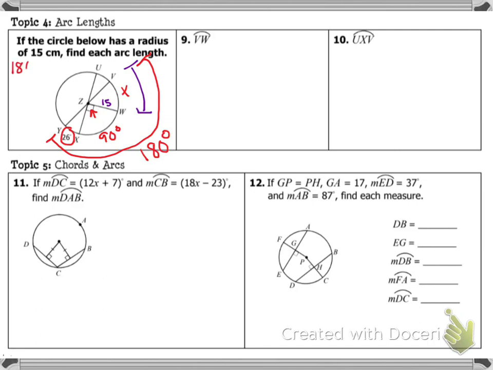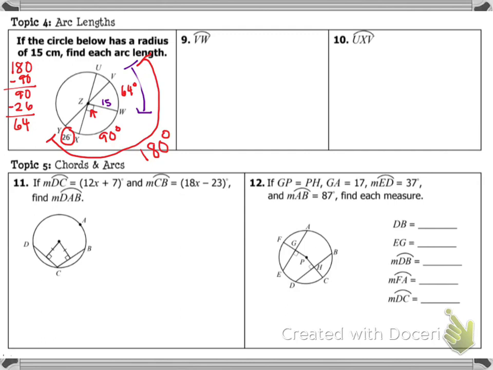180, subtract 90, that's easy, that's 90. Take away the 26, that's going to get me 64. That means this part of the circle accounts for 64 degrees of all of the 360 degrees around the outside of the circle.